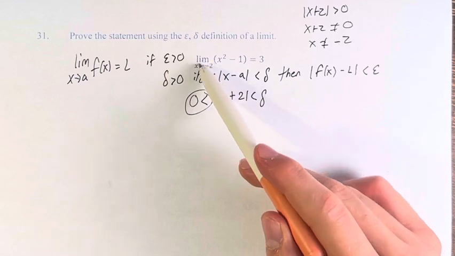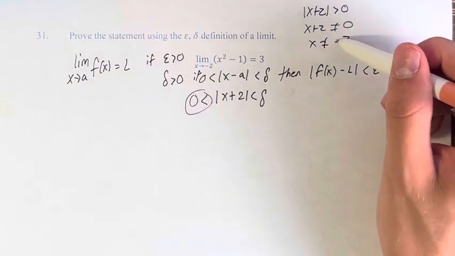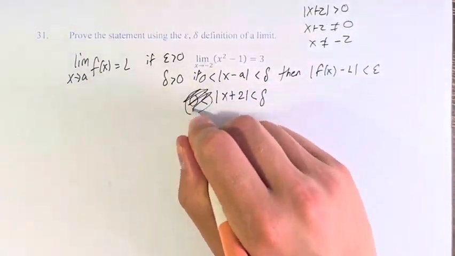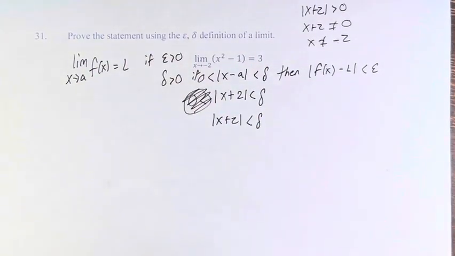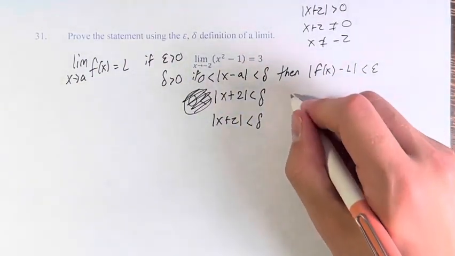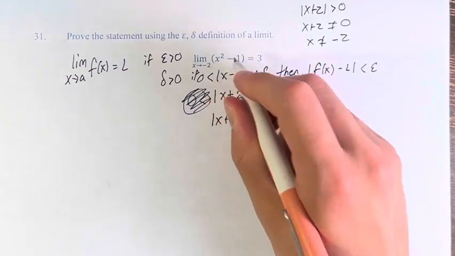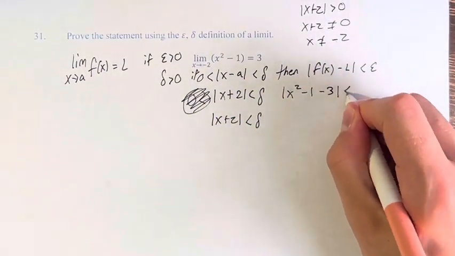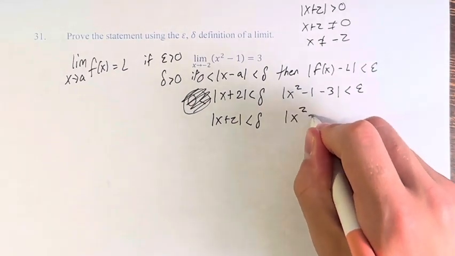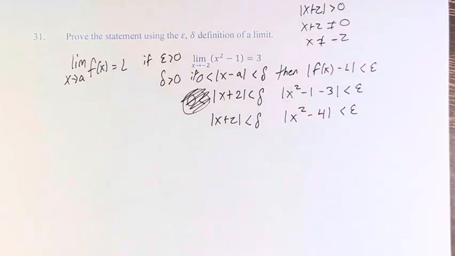However, this is the limit as x approaches -2, so we don't actually care what happens at -2, so we can ignore this part of the inequality. Simply say that the absolute value of x plus 2 is less than delta. If this is true, then f of x is x squared minus 1, it's the function there. L is the value of the limit, so that's 3, minus 3 is less than epsilon. Therefore, x squared minus 4 is less than epsilon.